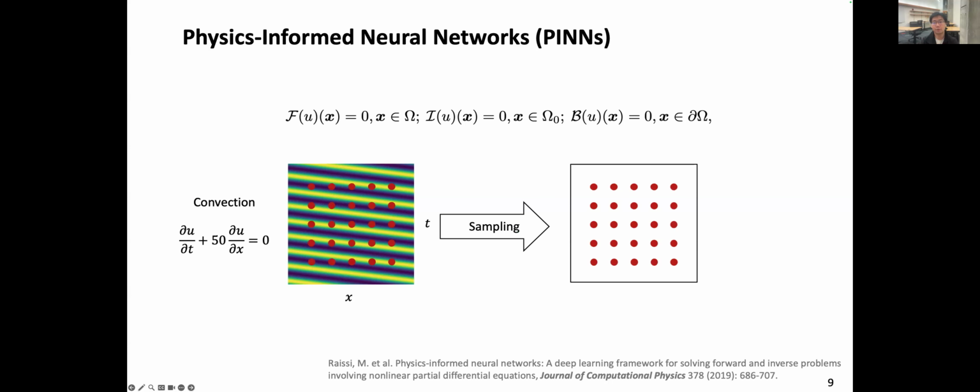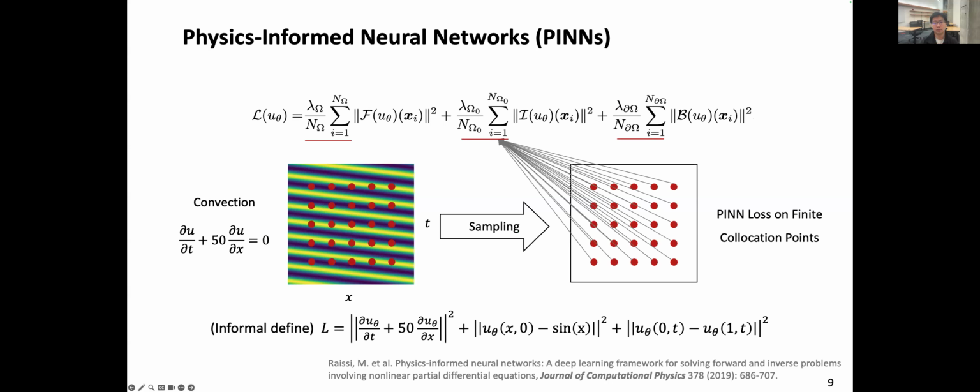To build a physics-informed neural network, we first need to sample some collocation points from the input domain. Then we adopt the spatial-temporal coordinates of these points as the model inputs. Next, we calculate the PINN loss based on the model output and the gradients on these sampled collocation points, and the final loss can be formalized as shown at the bottom. By minimizing this PINN loss, we can make the neural network gradually satisfy the target equation.